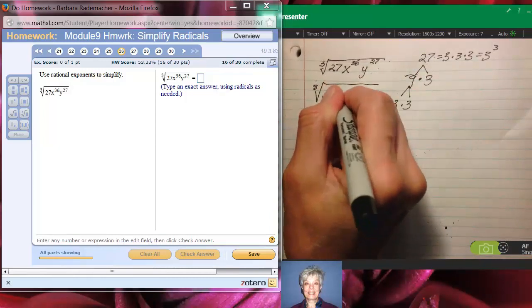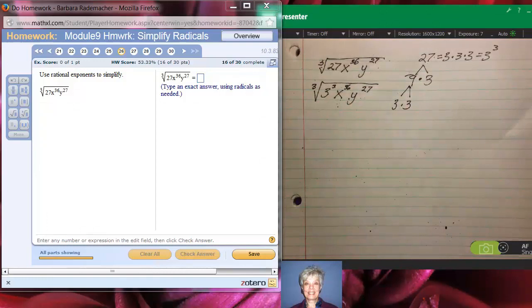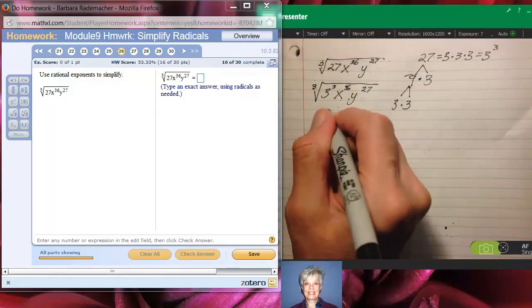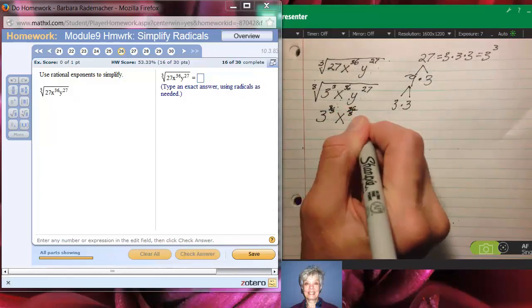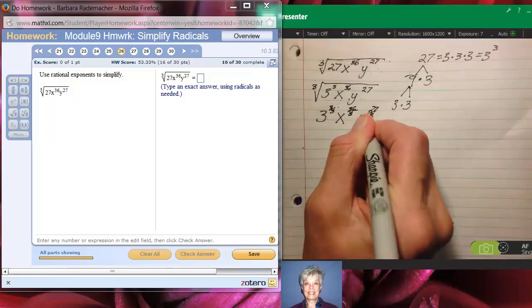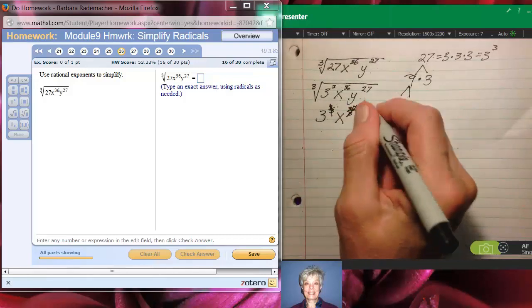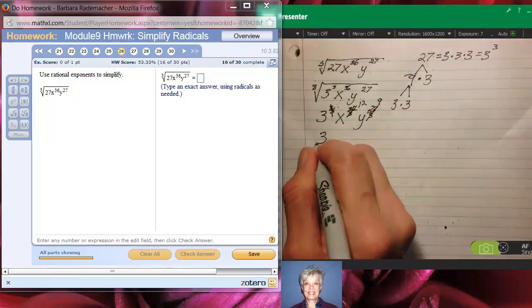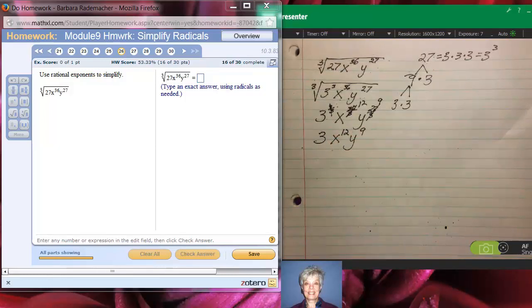So the cube root of 3 to the 3rd power, x to the 36th power, y to the 27th power is what I have here. Now, when I change all of this into rational exponents, I'll have 3 to the 3 over 3, x to the 36 over 3, y to the 27 over 3, and these 3's cancel. 3 goes into 36 12 times. 3 goes into 27 9 times. And so our answer will be 3 x to the 12 y to the 9. So let's try that and see what we get.